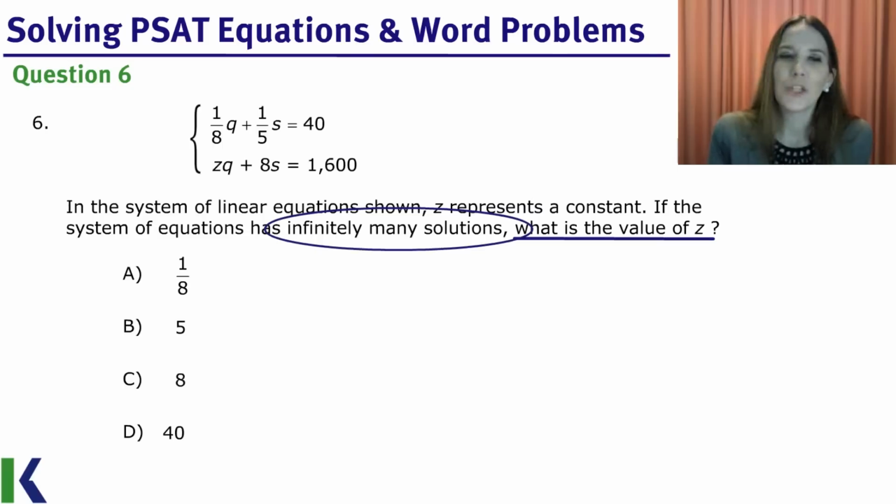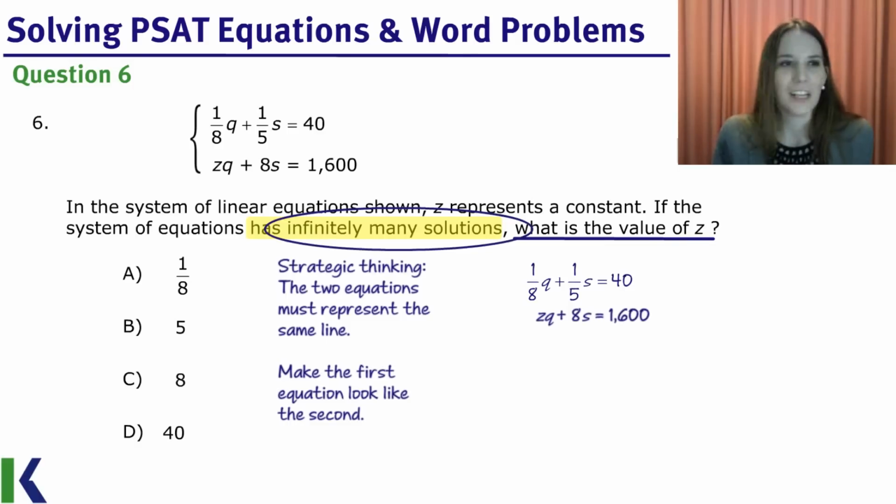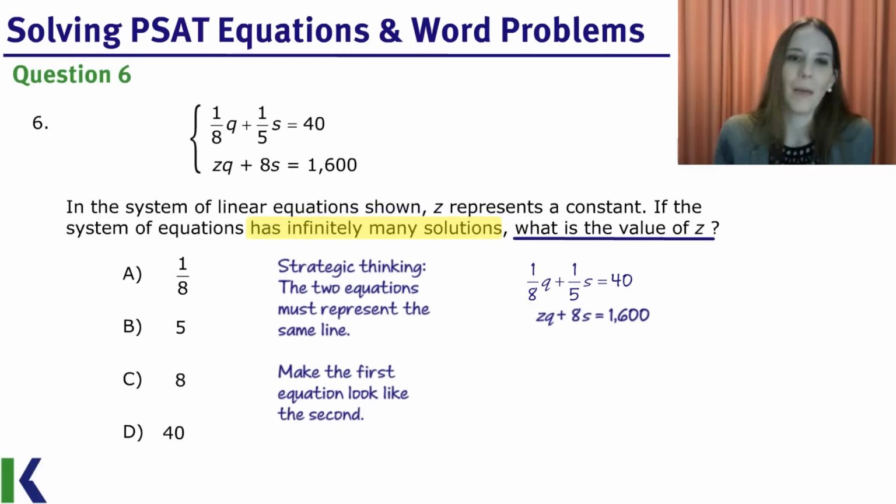So what I need to do, if I'm going to solve for z over here, is make everything else look the same. All right, so let's take a look at this. If I want to make the first equation look like the second equation, what can I multiply by? What can I multiply by so that my first equation is going to look like the second? Yeah, I'm going to multiply by 40.